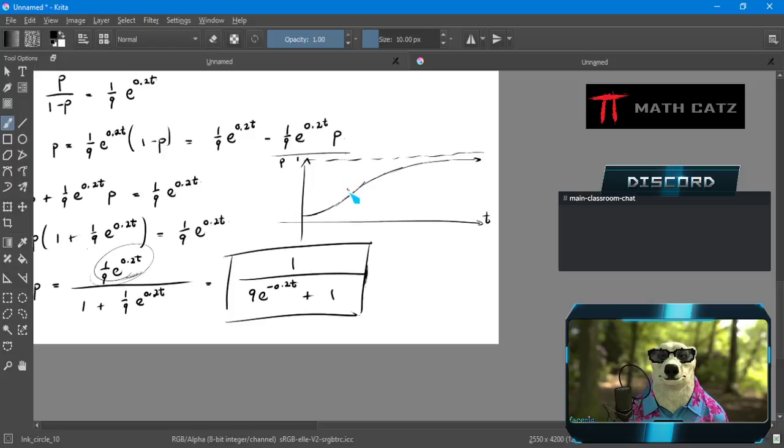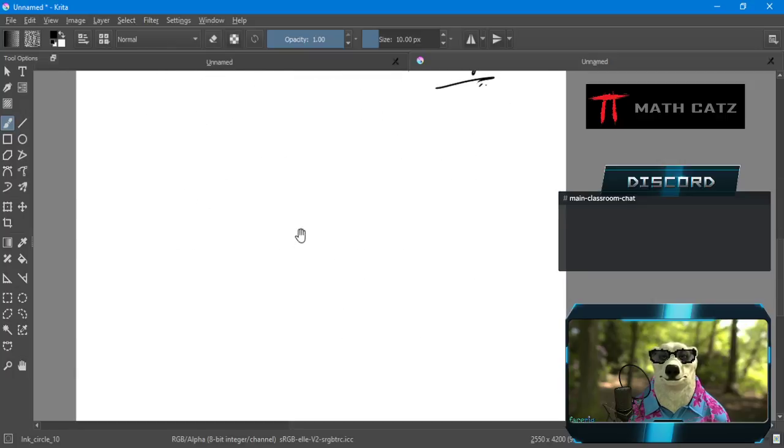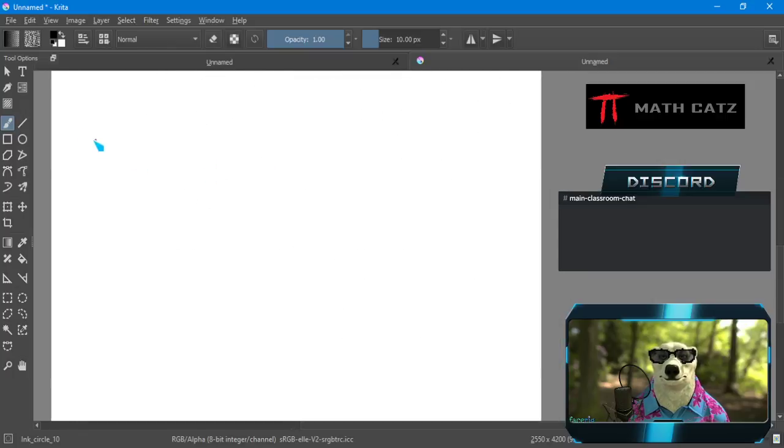I could look at this a little bit differently. Checking how much space I have. Oh, I have some space. Okay. So let's look at this a little bit differently. Let's just write down my differential equation again. I had dp/dt equals 0.2 p times 1 minus p. Okay. So this is the growth rate of the population.